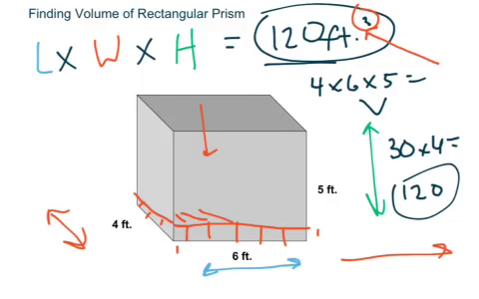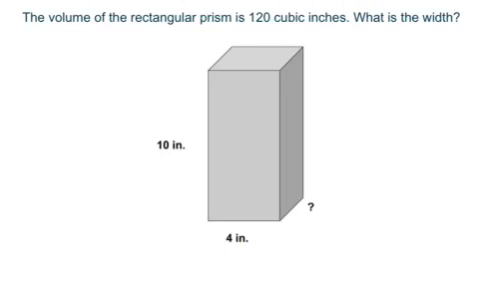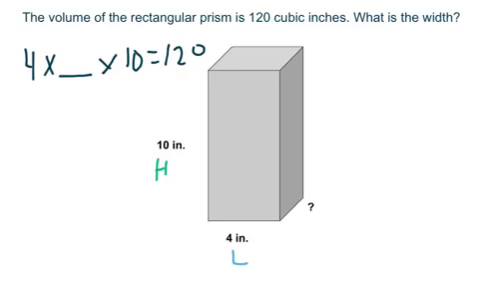Let's look at one more. So length times width times height. But looking at this problem, it reads the volume of the rectangular prism is 120 cubic inches. What is the width? So here it gives you a couple of the measurements. It gives you the length here, gives you the height here, and what we need to find then is the width. So knowing that, we have length times width times height, we have 4 times something times 10 is going to equal 120 inches cubed.